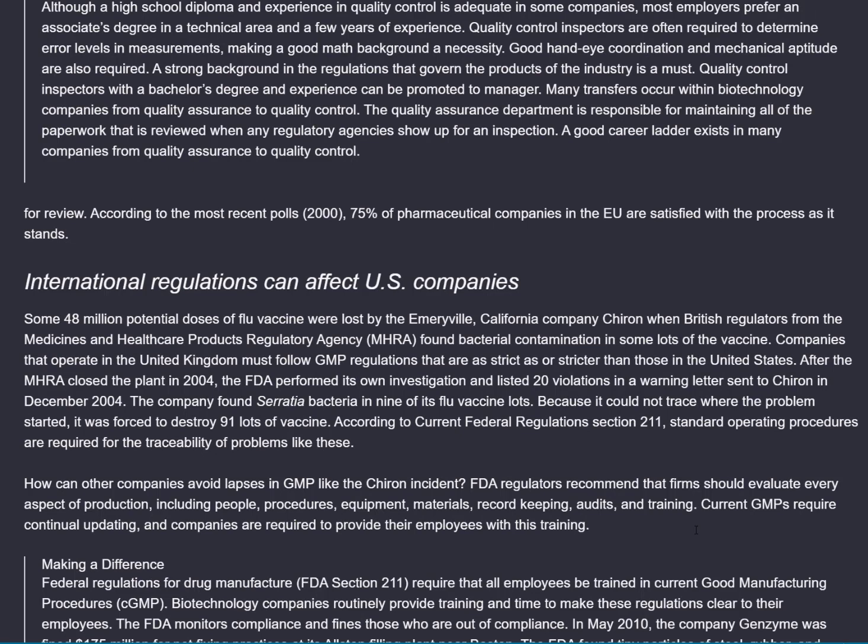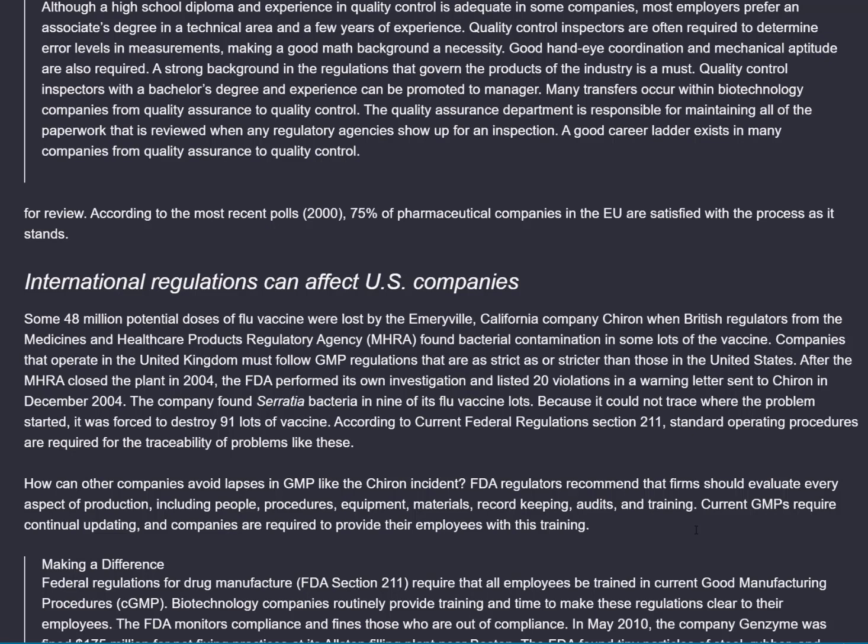Although a high school diploma and experience in quality control is adequate in some companies, most employers prefer an associate's degree in a technical area and a few years of experience. Quality control inspectors are often required to determine error levels in measurements, making a good math background a necessity. Good hand-eye coordination and mechanical aptitude are also required. A strong background in the regulations that govern the products of the industry is a must.